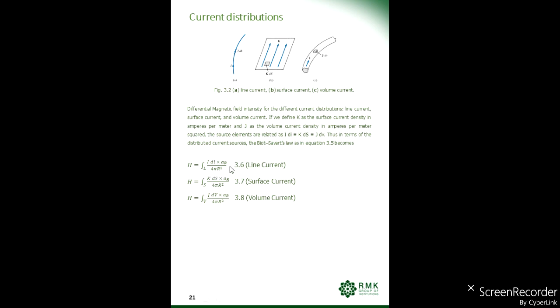This is the magnetic field due to the line current, and similarly the magnetic field due to the surface current is integral over surface K dS cross aR by 4 pi r squared, and the magnetic field due to the volume current is integral over volume J dV cross aR by 4 pi r squared. So these are the formulas for the three current distributions by using the Biot-Savart's law.